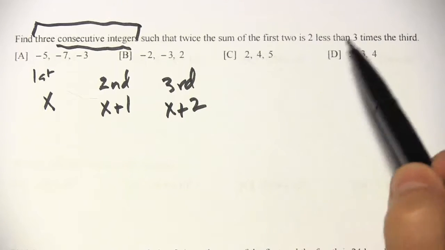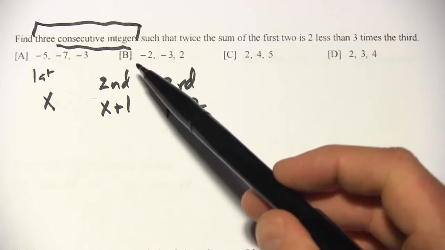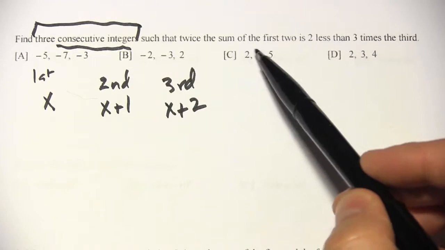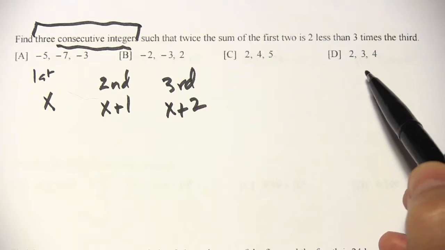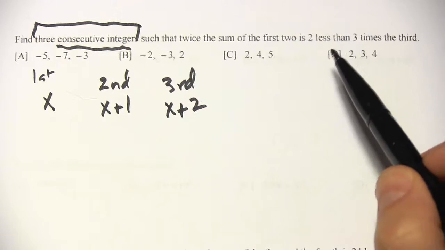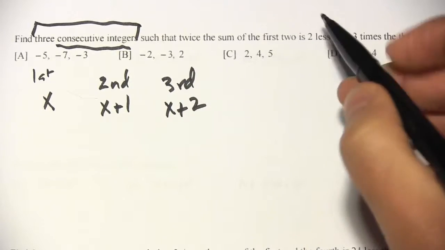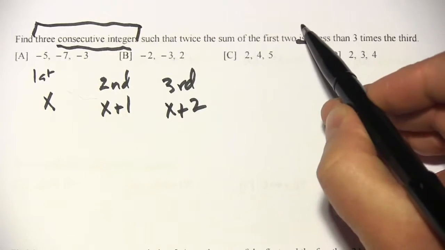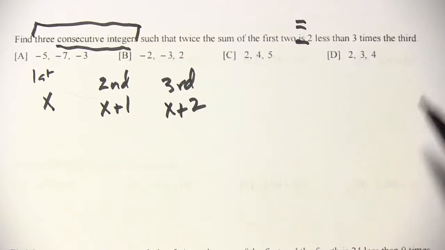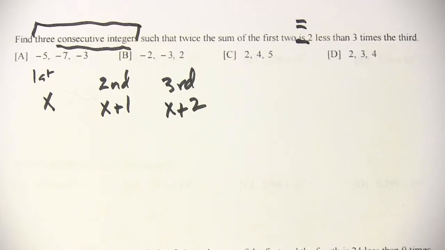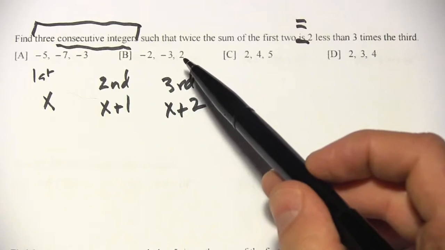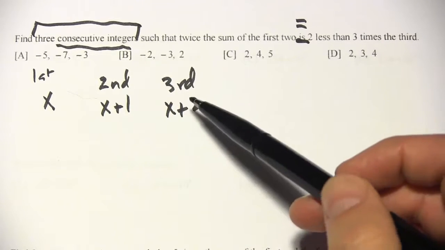Now let's see if we can parse this sentence. It says, twice the sum of the first 2 is 2 less than 3 times the third. What I usually do when I see something like that is try to find the word is. That's almost always the equal sign. And there are going to be things on the left of the equal sign, things on the right of the equal sign. So let's just take the half that's on the left of the equal sign.